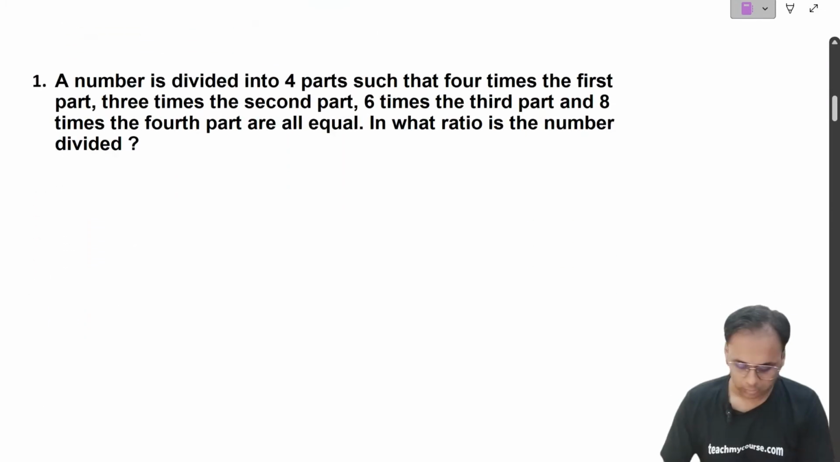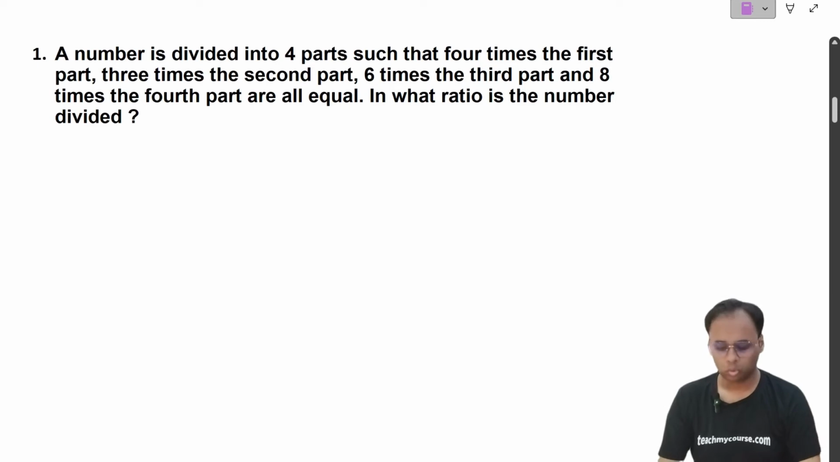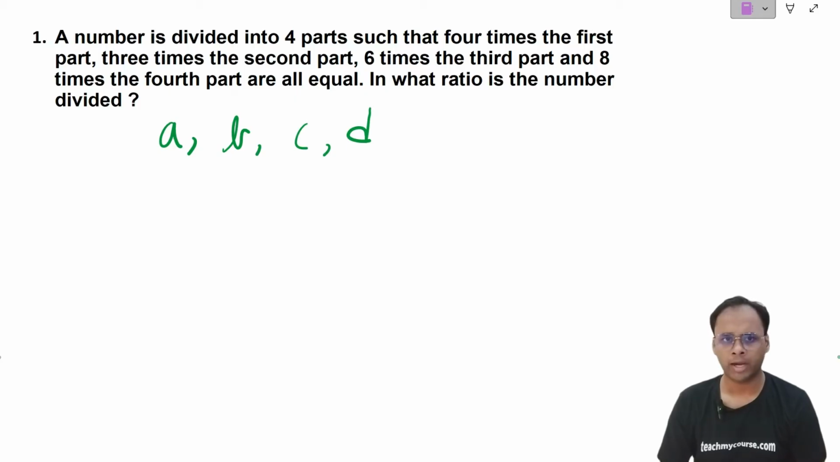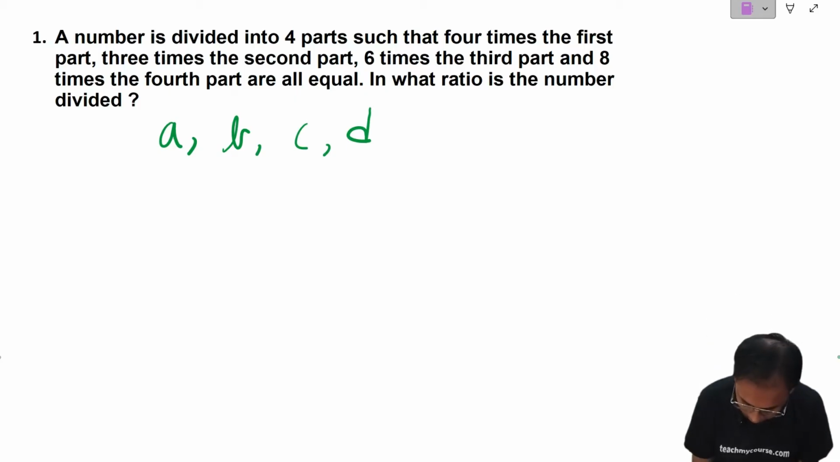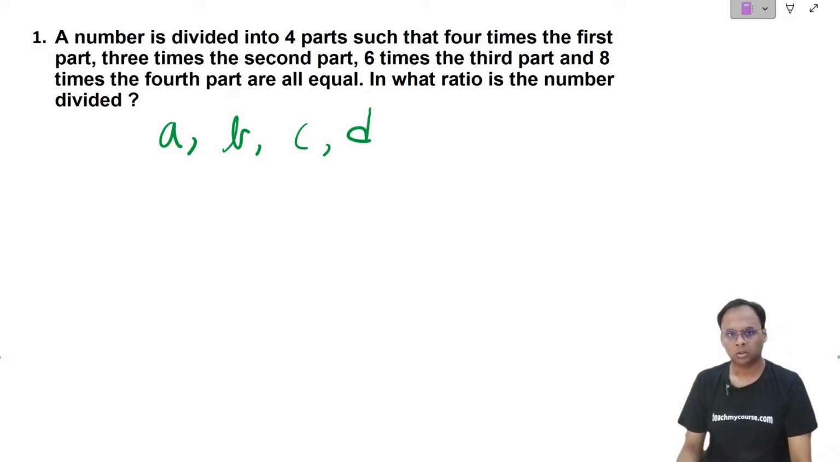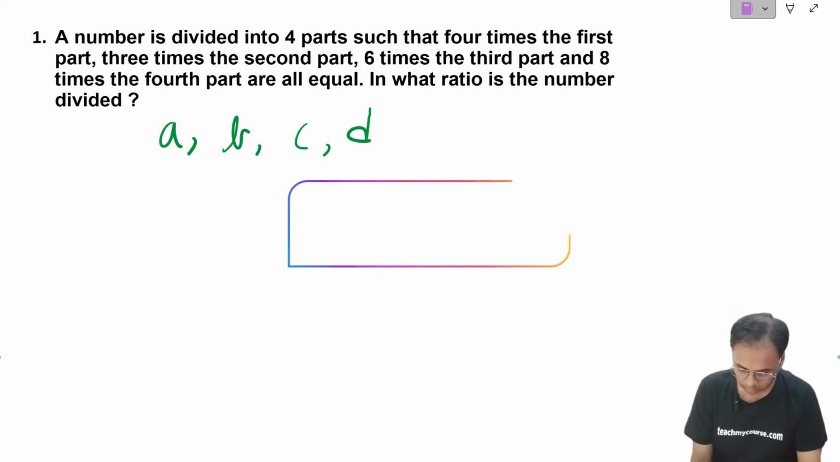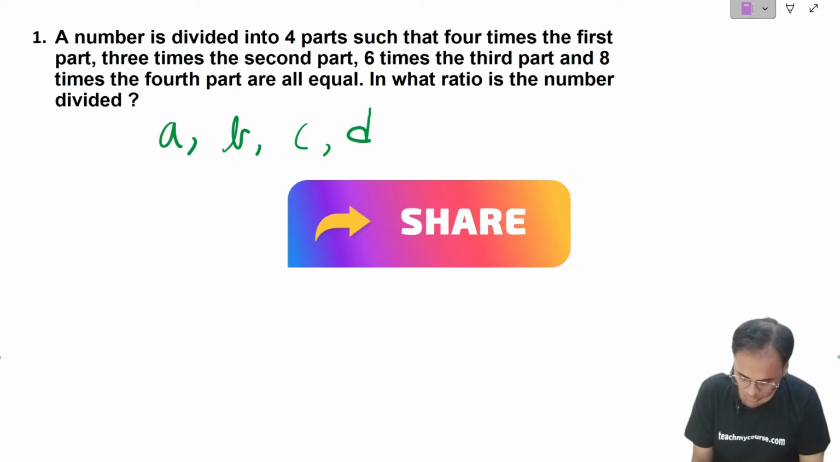A number is divided into 4 parts such that 4 times the first part, 3 times the second part, 6 times the third part, 8 times the fourth part are all equal. In what ratio is the number divided? Let the first part be A, the second part be B, the third part be C and the fourth part be D. The number is divided into 4 parts.